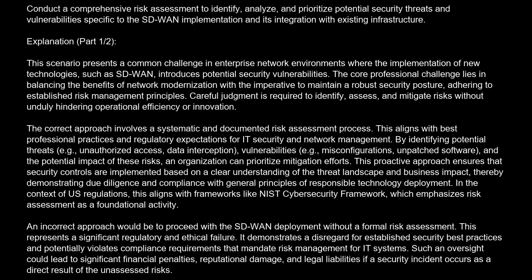The correct approach involves a systematic and documented risk assessment process. This aligns with best professional practices and regulatory expectations for IT security and network management. By identifying potential threats, e.g., unauthorized access, data interception, vulnerabilities, e.g., misconfigurations, unpatched software, and the potential impact of these risks, an organization can prioritize mitigation efforts. This proactive approach ensures that security controls are implemented based on a clear understanding of the threat landscape and business impact, thereby demonstrating due diligence and compliance with general principles of responsible technology deployment.